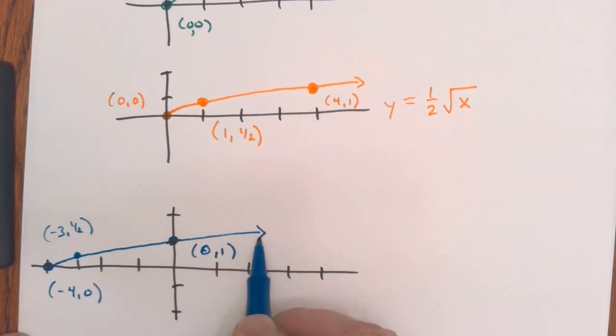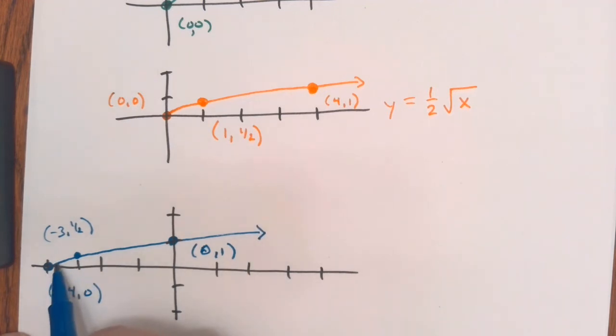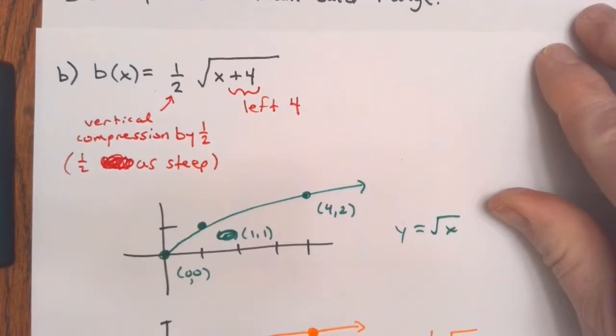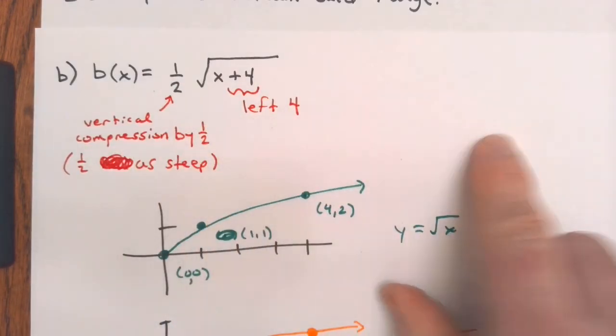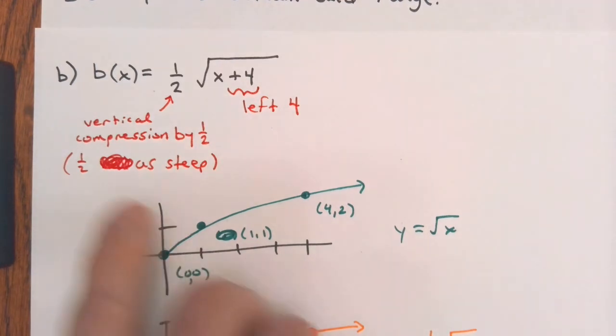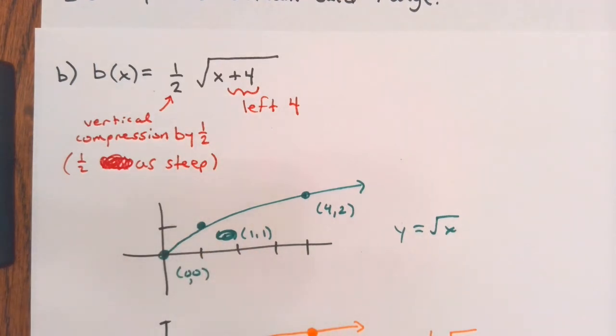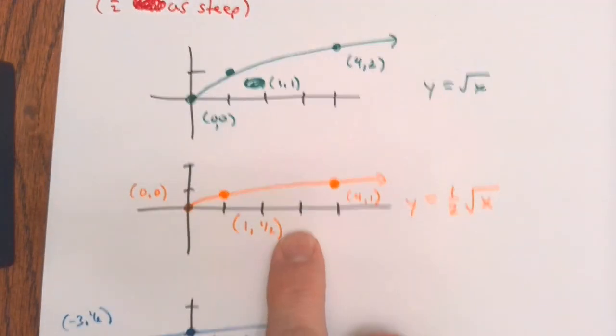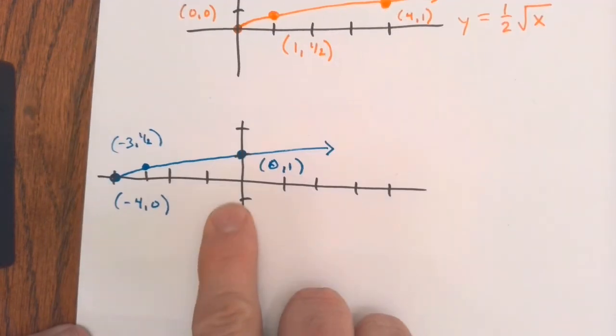We still want it to have that square root shape. Start out a little steeper, and as we go to the right, it's a little bit more gentle. This is our final graph. The directions, we were supposed to describe the transformations. We've done that here. Left 4 units and a vertical compression by a half or half as steep. We were supposed to graph the function. So we took our parent function, did our compression, and then slid it over to the left.